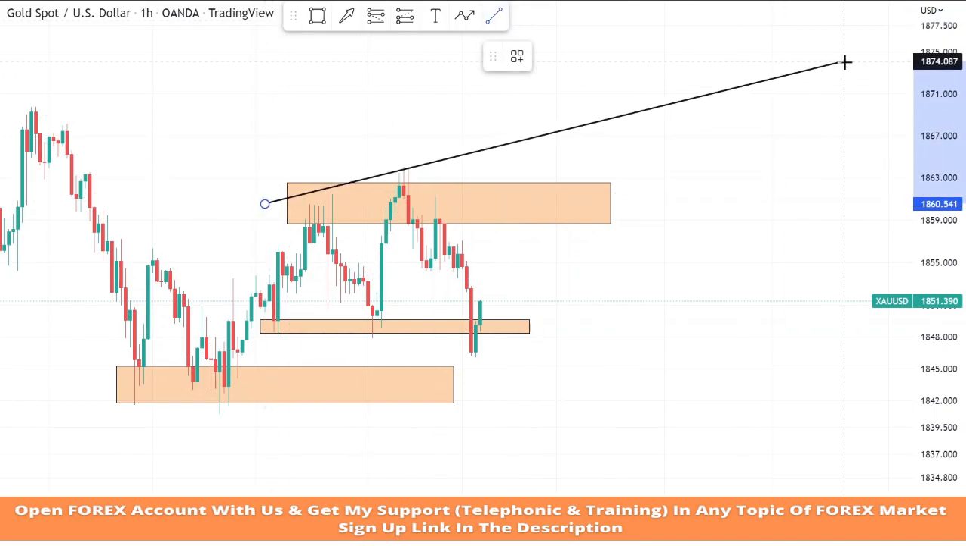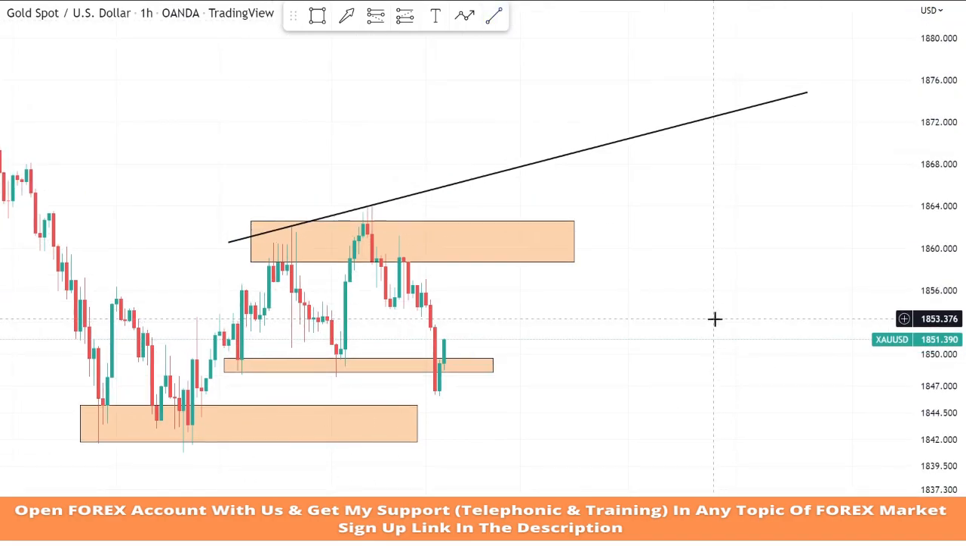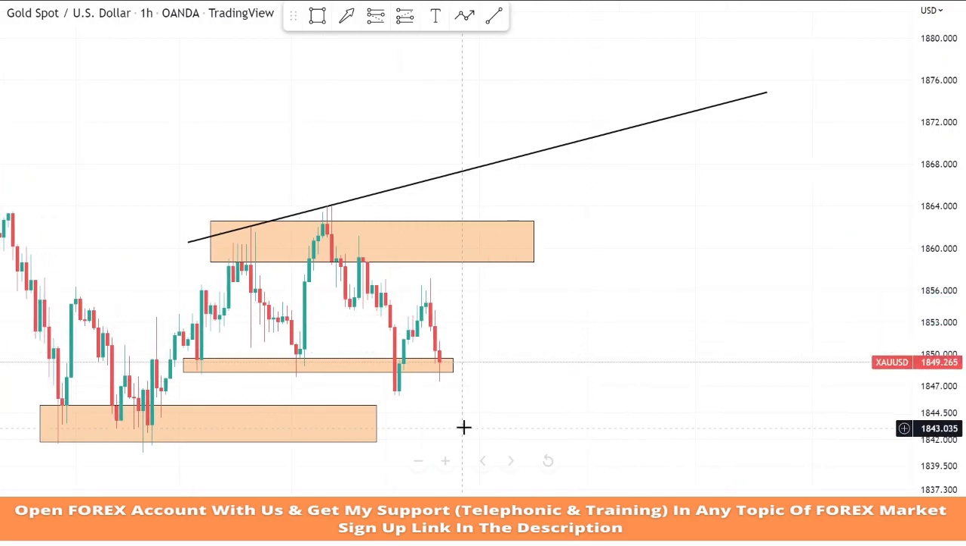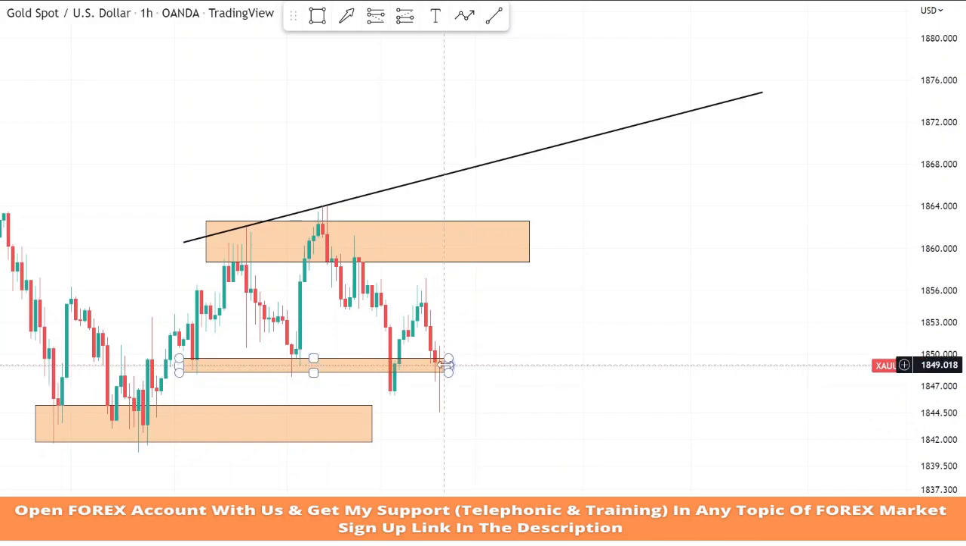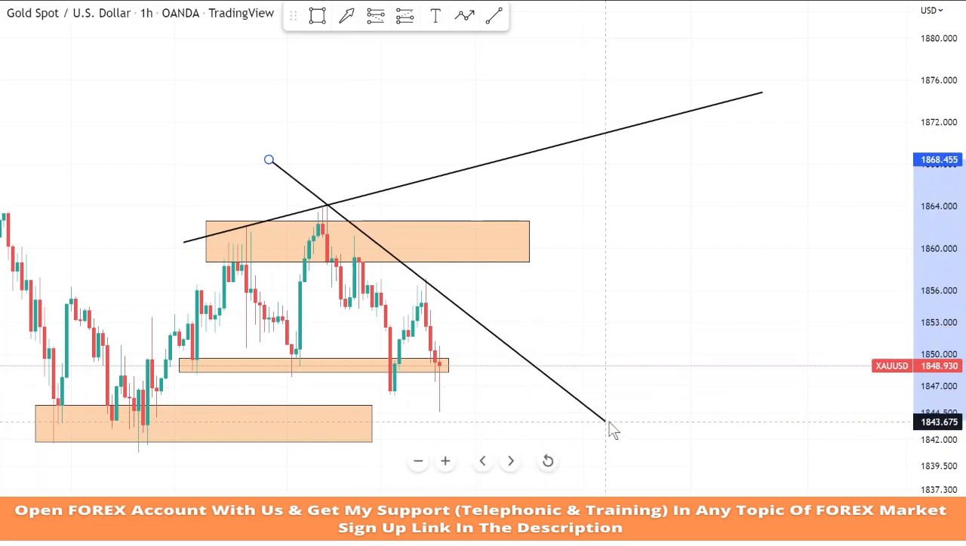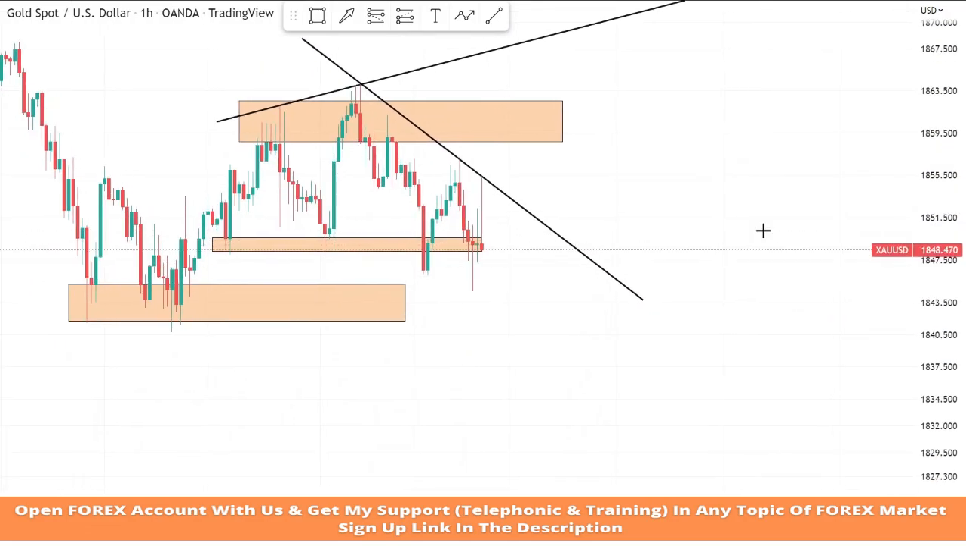Now we will place a trend line from two highs of the market and wait for market rejection on it to take profitable trades. Now we will draw a trend line on market high levels from one point to another point, and wait for market's rejection on it to take risk-free trade.